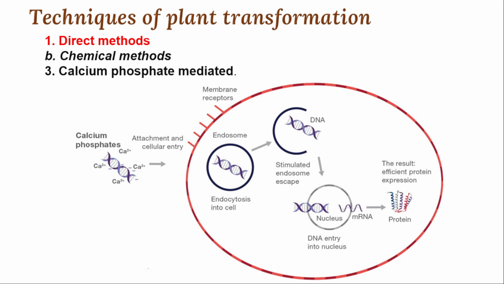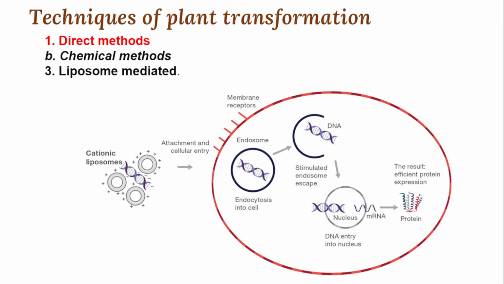So one more method in chemical method is called calcium phosphate mediated. This calcium phosphate is a cationic type of chemical. Whenever it is mixed with the desired gene DNA, it will promote a pseudopodia type of structure in the protoplast, and then it will form an endosome, and then the desired DNA will enter the nucleus and help in transfection. So calcium phosphate is also one of the prominent chemicals used for the plant transformation method.